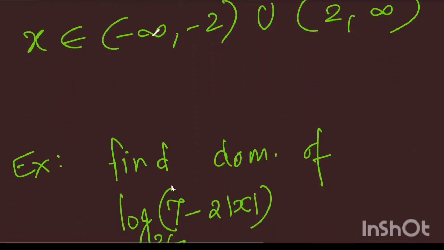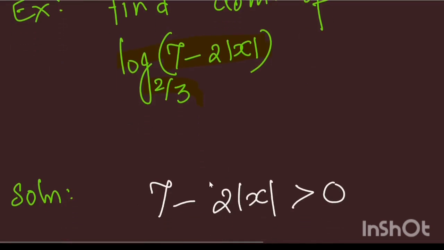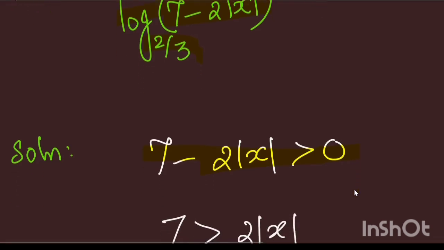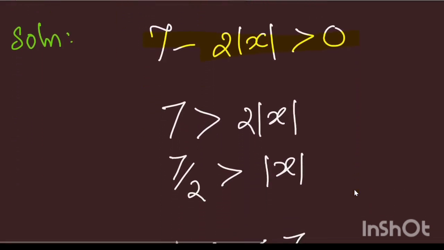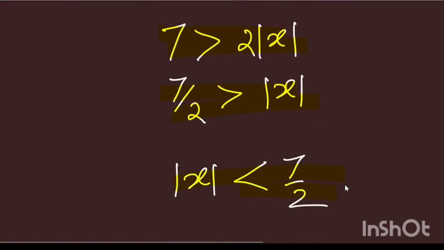Now again, find the domain of log of 7 minus 2 mod x, base 2 by 3. Again, we will impose the constraint of positive. So 7 minus 2 mod x should be greater than 0. So 7 greater than 2 mod x, 7 by 2 is greater than mod x, which means mod x is less than 7 by 2.